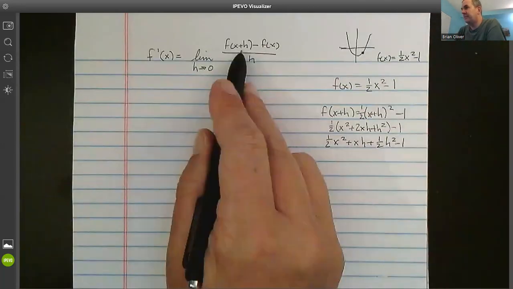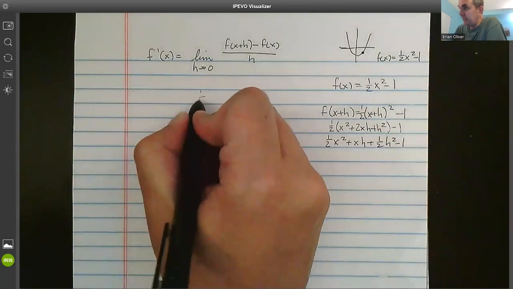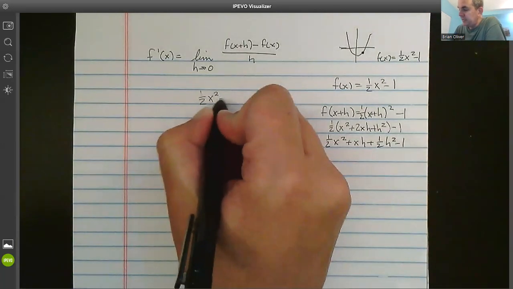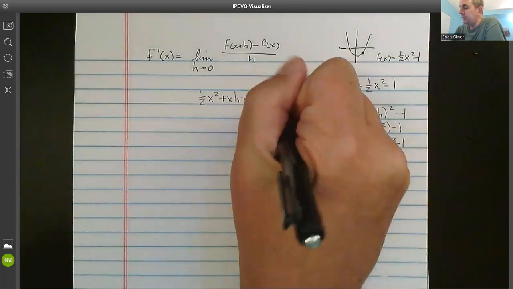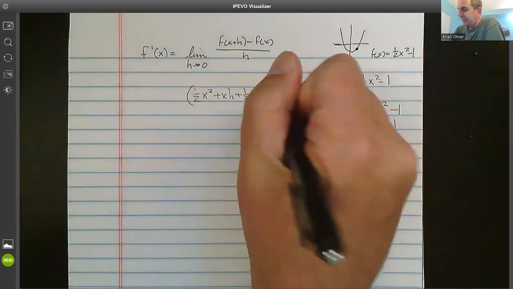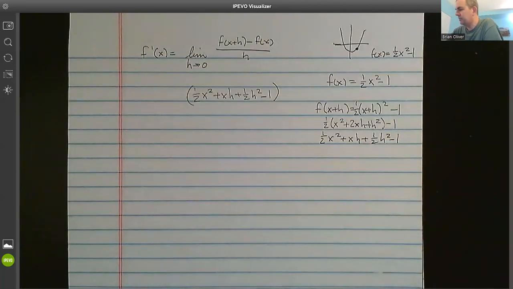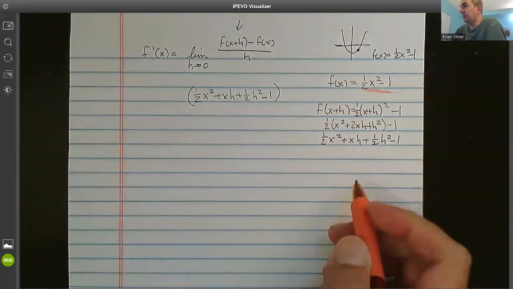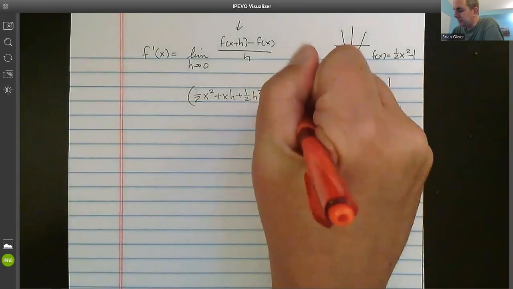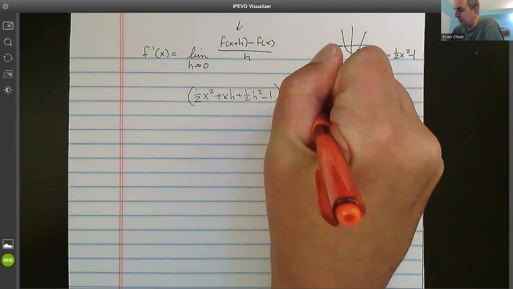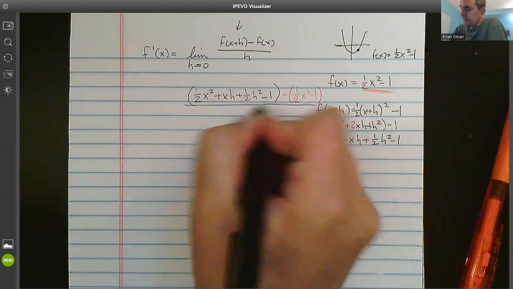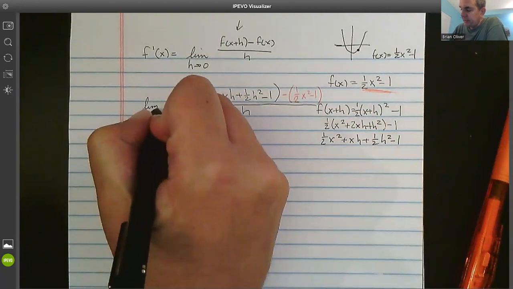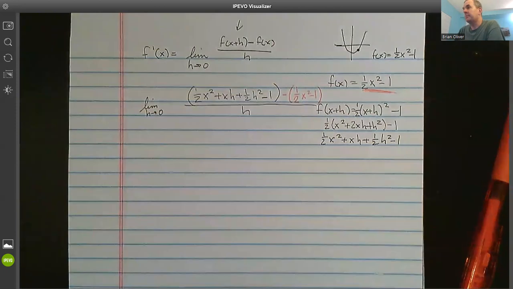So this first piece, f of x plus h, becomes the quantity 1/2 x squared plus xh plus 1/2 h squared minus 1. And that is this piece right here. Then I'm going to substitute in 1/2 x squared minus 1 for f of x, so minus the quantity 1/2 x squared minus 1. And that whole thing is going to be divided by h, and that's the limit as h approaches 0.